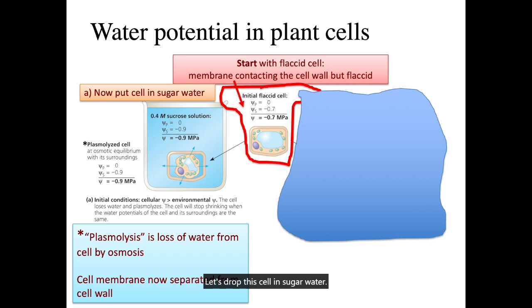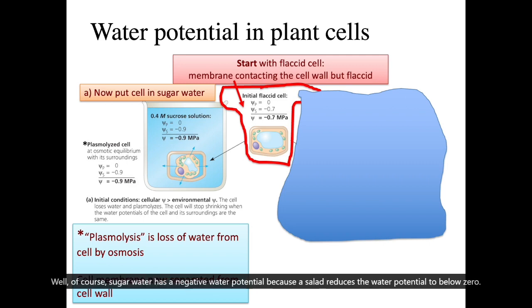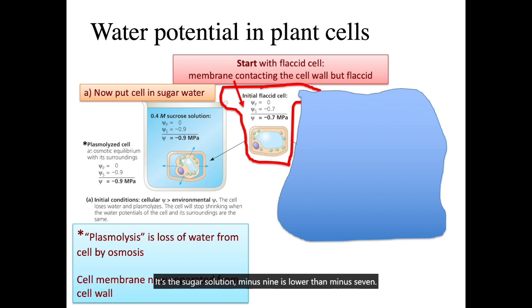Let's drop this cell in sugar water. Well, of course, sugar water has a negative water potential because a solute reduces the water potential to below 0. And in this case, it's minus 0.9 megapascals. So which is lower, the water potential in the cell or the water potential in the sugar solution? It's the sugar solution. Minus 0.9 is lower than minus 0.7. Therefore, the fluid in the cell will flow outward from the cell into the sugar solution. And that's because the water moves from higher to lower water potential.